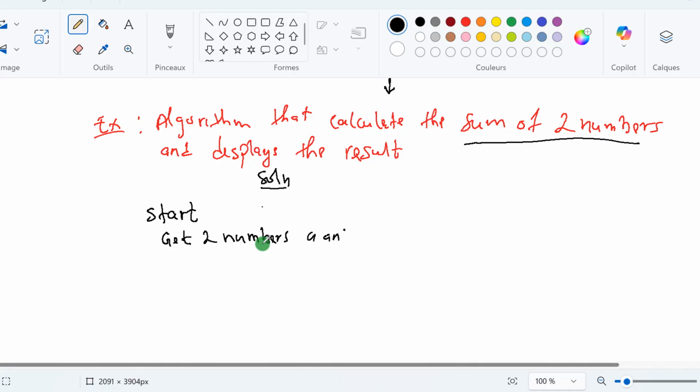Good. So I'm going to say get two numbers A and B. Now, some students are asking themselves, sir, you are getting two numbers. Is A, B a number? Why are you saying A and B? Why are you not saying get two numbers 1 and 2? So there's something they are forgetting here.